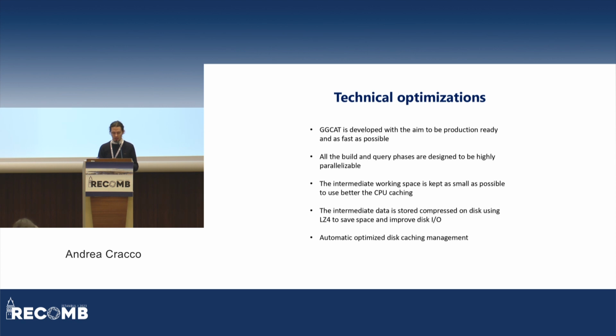And then another optimization is that the intermediate working space for each sub-job that we have is kept as small as possible to allow for better caching by the CPU. And another new thing we did was to store intermediate data in a compressed form with LZ4.